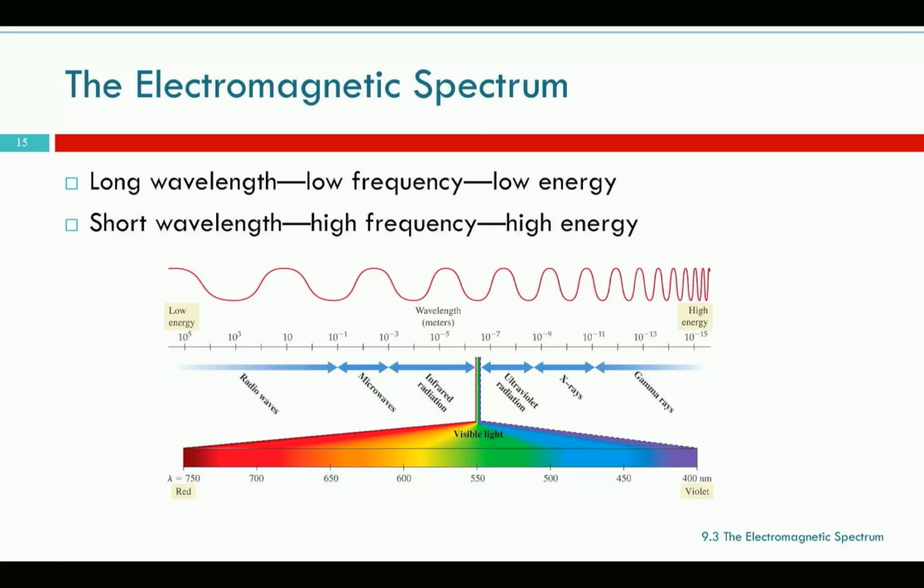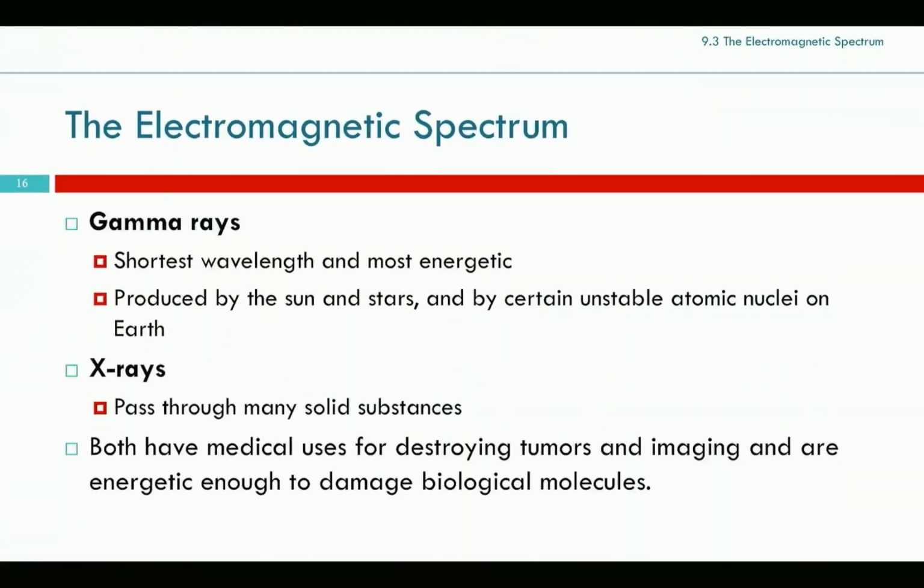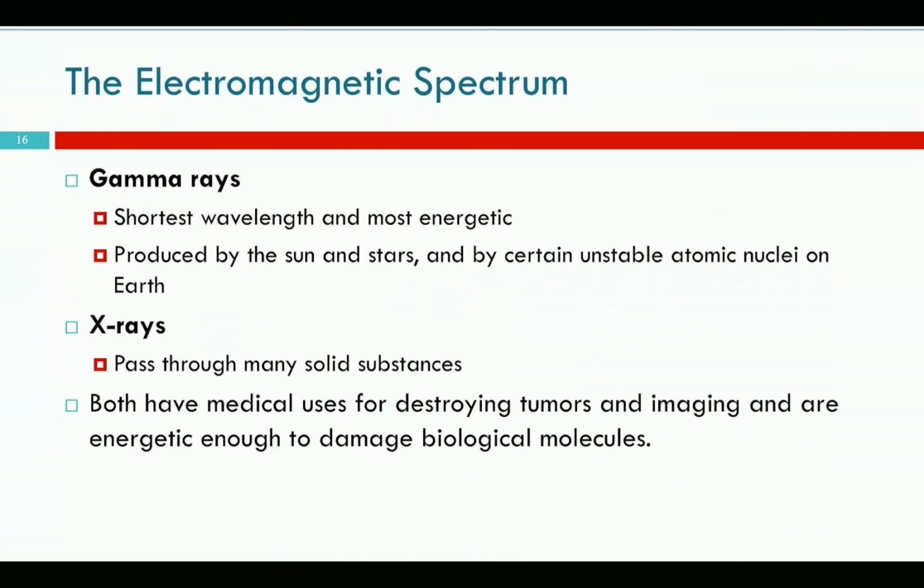Radio waves are the lowest. Gamma rays, which hopefully we can talk about in chapter 17 at the end of the class, come from radioactive decay. X-rays, we've all probably had an X-ray at least once, are also pretty high energy, but you get a relatively low dose when you get an X-ray. Starting at the high end of the energy spectrum, gamma rays: shortest wavelength, most energetic. They do the most damage to tissue, produced by the sun, stars, and certain unstable atomic nuclei. When you talk about nuclear fallout, nuclear reactors, gamma rays is what everybody's scared of.